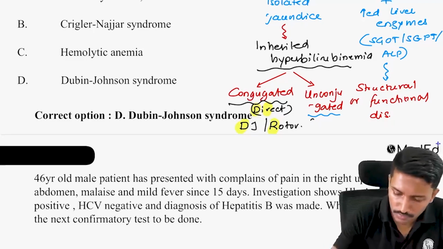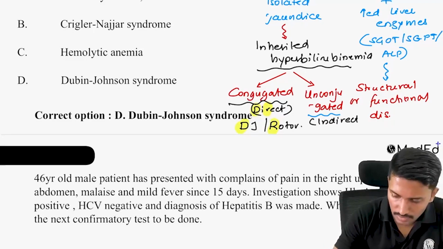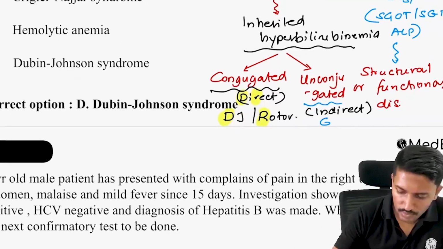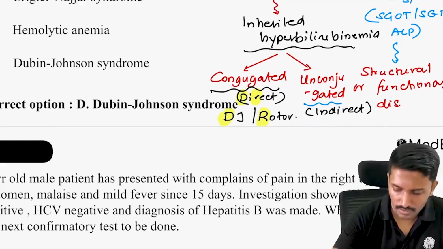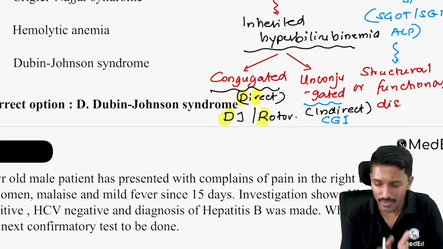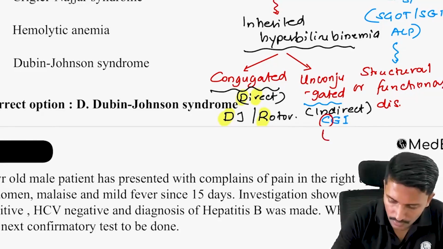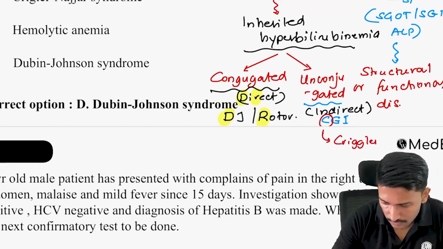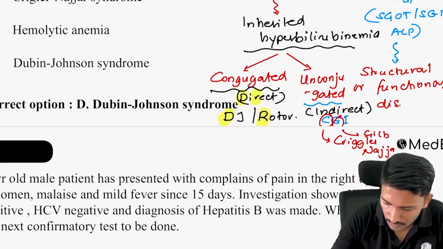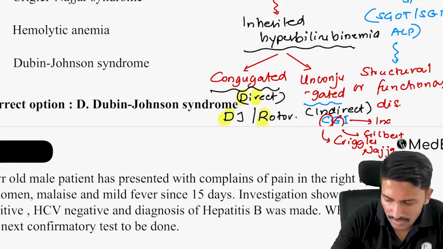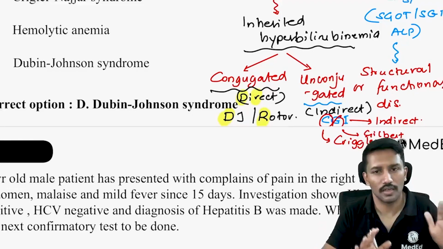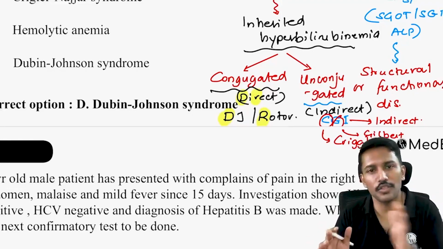When you say unconjugated, we mean indirect hyperbilirubinemia, right? Indirect. Now, simple mnemonic that you can use to remember this is computer generated imagery or CGI, right? Nowadays, all movies, everything is computer generated imagery or CGI. That is a mnemonic. Now, C here stands for Crigler-Najjar. G here stands for Gilbert. Okay, and I here stands for indirect hyperbilirubinemia. Simple. CGI, Crigler-Najjar, Gilbert, indirect. Direct, Dubin-Johnson, and Rotor.